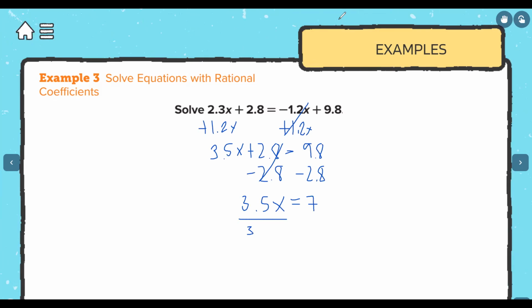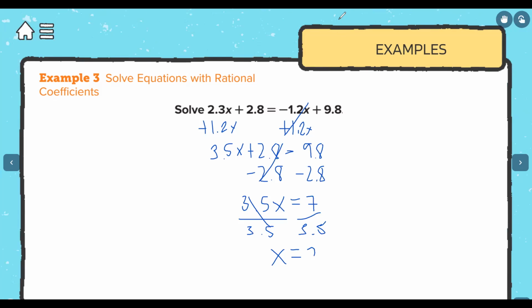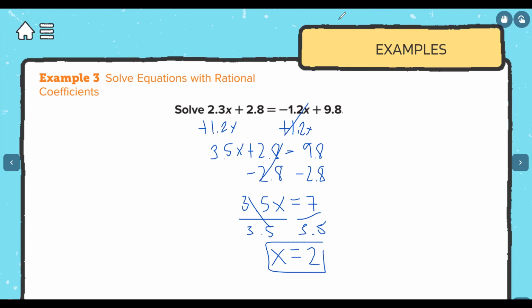Now we divide by 3.5 on both sides to leave the x by itself. So my result will be 2. Okay, pretty much the same thing. The only thing that varies is that we use decimals instead of whole numbers, right? But it's the same. We do the same thing.